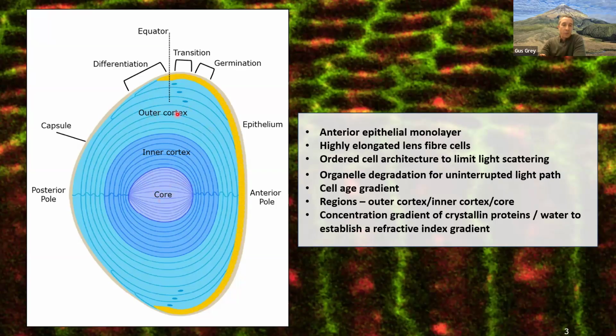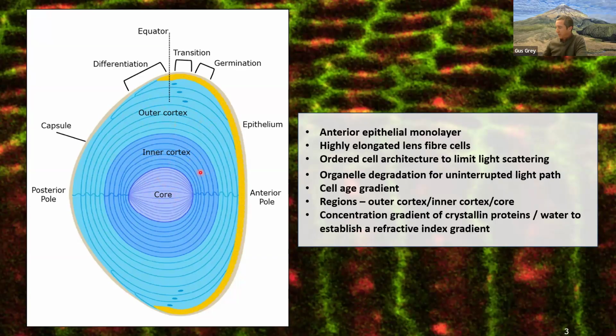And when we look at the lens in a spatial context, we often divide the lens up into this epithelial cell monolayer and then the fiber cells into these three main regions: outer cortex, inner cortex, and core. And I'm going to refer to those later on in the talk. Not only do we have a cell age gradient, we also have a protein and water concentration gradient, and that sets up our gradient of refractive index, which allows the lens to function as an effective optical element.